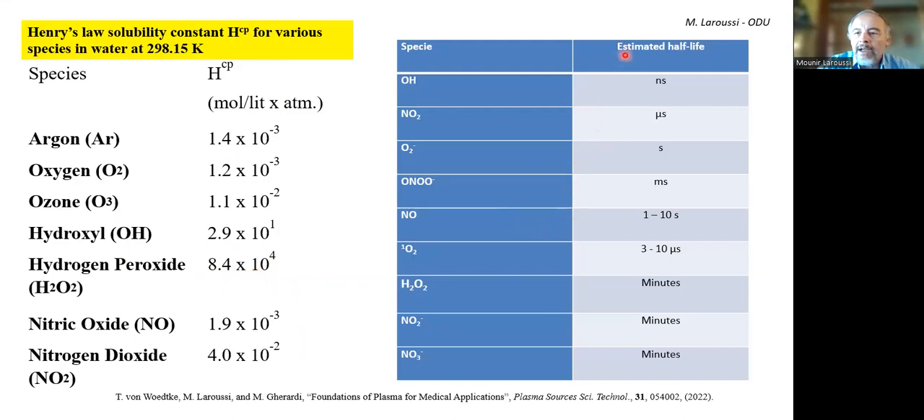On the right, I show you another table that is the estimated half-life of species in physiological liquids: from OH to superoxide to peroxynitrite to nitric oxide, nitrate, nitrites, hydrogen peroxide. You can see that the half-life varies from microseconds to seconds, and for other species like hydrogen peroxide, nitrate, nitrite, the half-life can be as long as minutes. So this needs to be taken into consideration to understand all the stages of the system when we are going to expose biological tissues to cold atmospheric plasma.